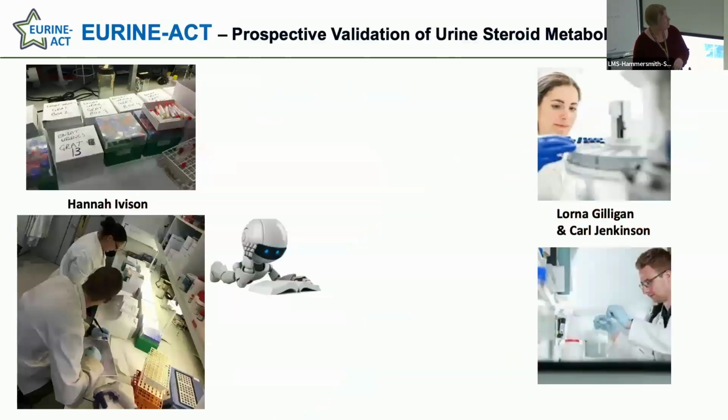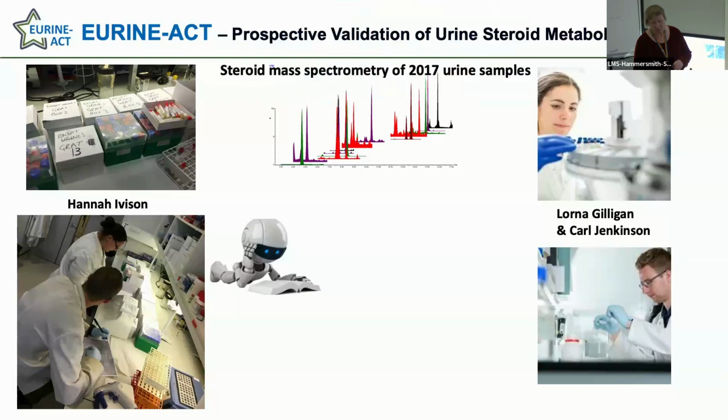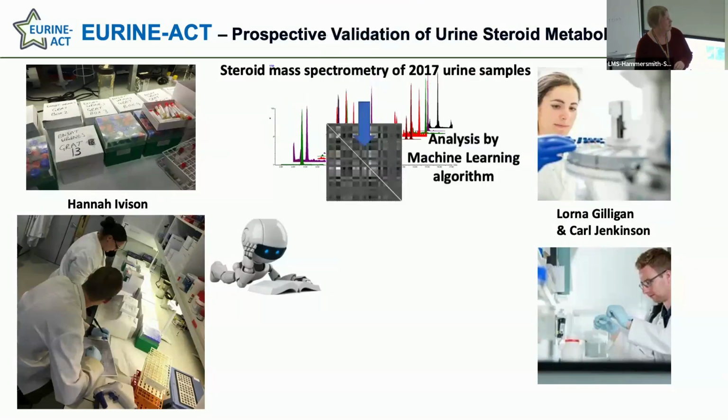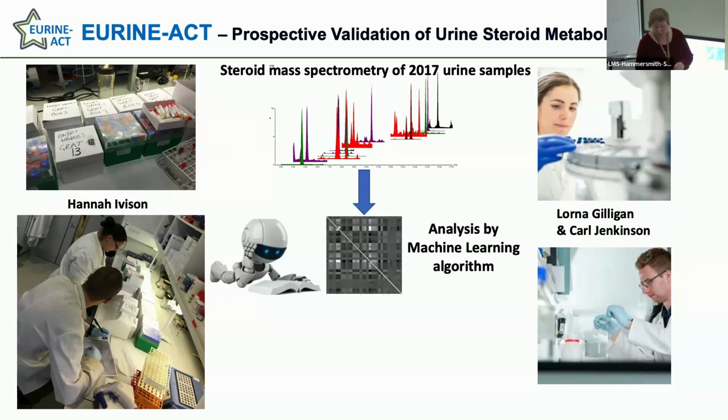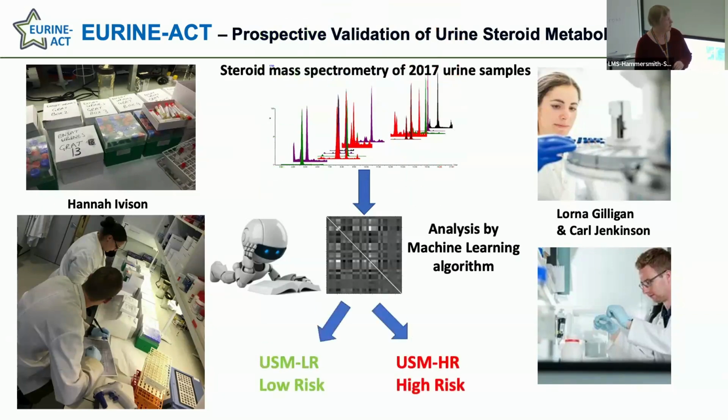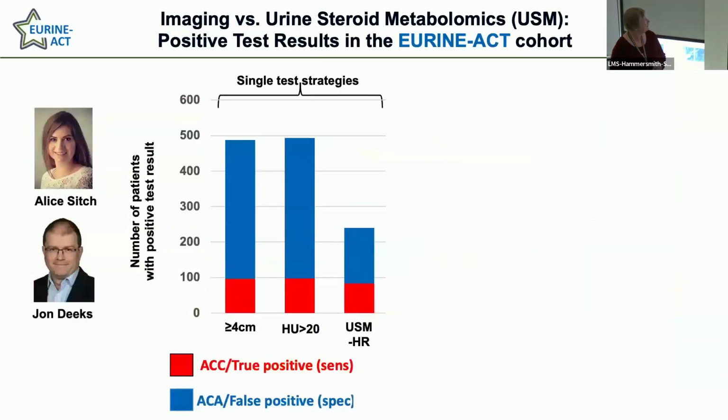And then obviously to our urine tests, so the people in the lab worked very hard and measured the 2017 urine samples included in Urine ACT. We did machine learning and then divided them into low risk and high risk of ACC. And then the results were analyzed by Alice Sitch and John Deeks. Alice Sitch at the time did her PhD, but now she's professor. So you see how long it took to do all of this.